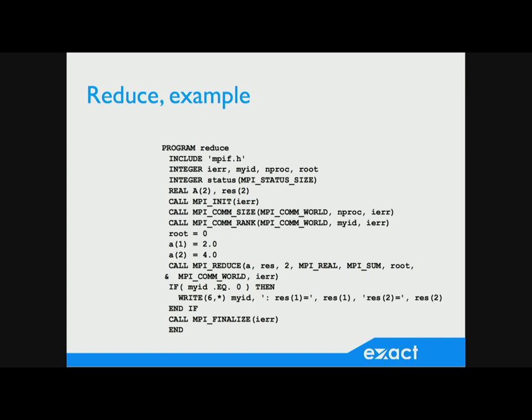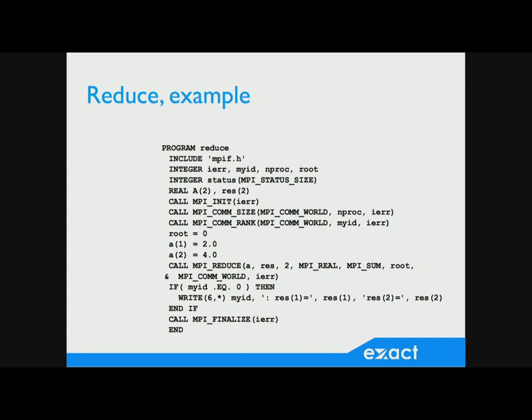Again, very simple. I have two arrays, A1 and res1. On A1 I have 2 and 4, and then I call an MPI_Reduce on A. I will put the result in res1. I move 2 reals, I will perform a sum, and I will do a reduction only on the root, because I do MPI_Reduce and not MPI_Allreduce. So on root, I will write what I have.